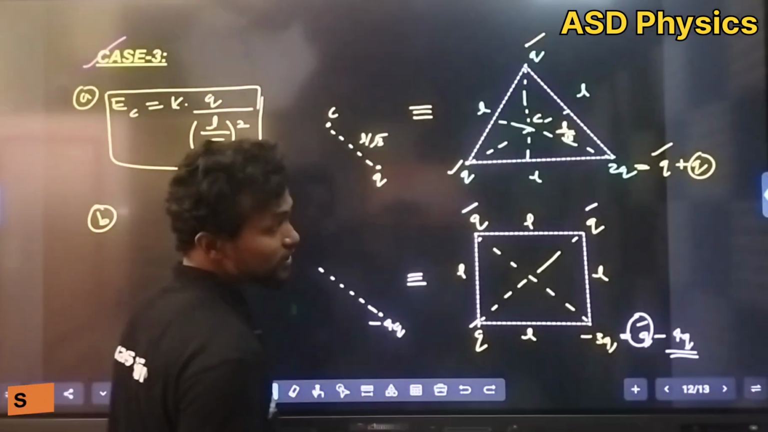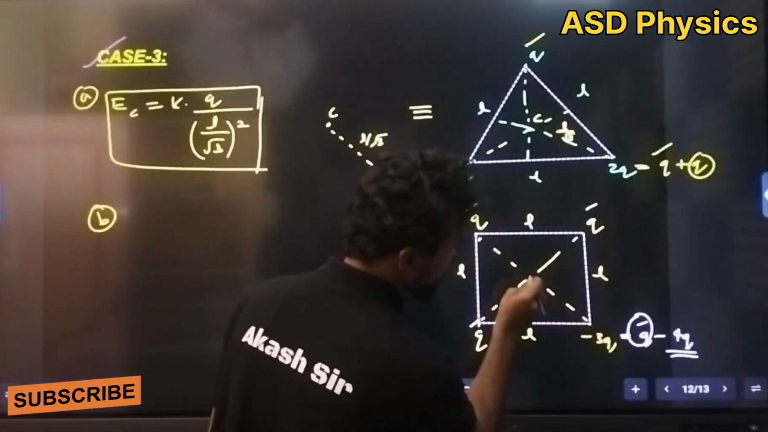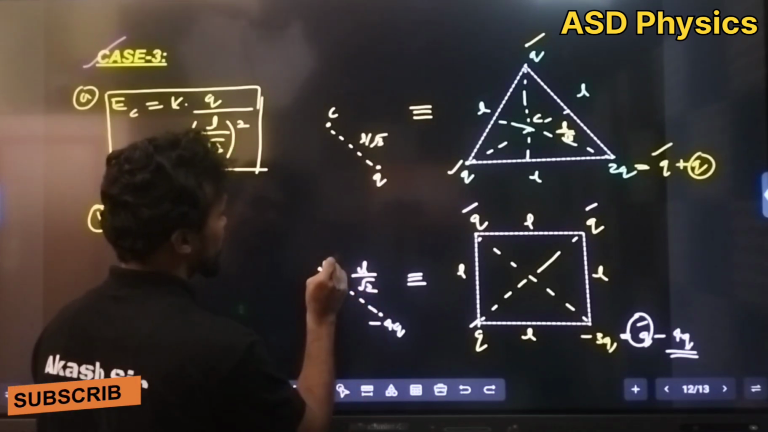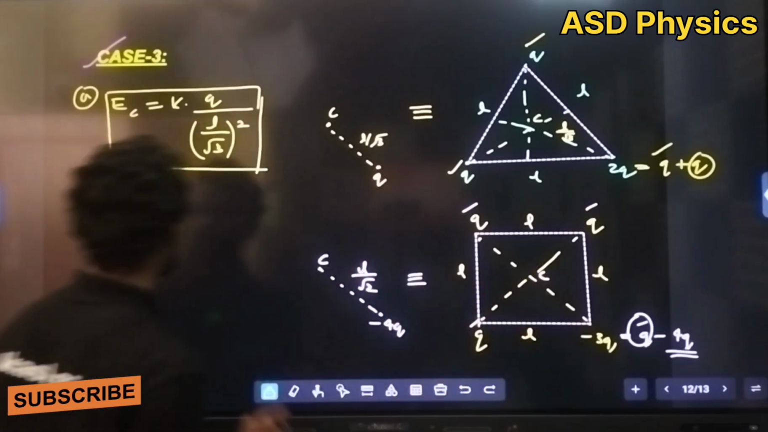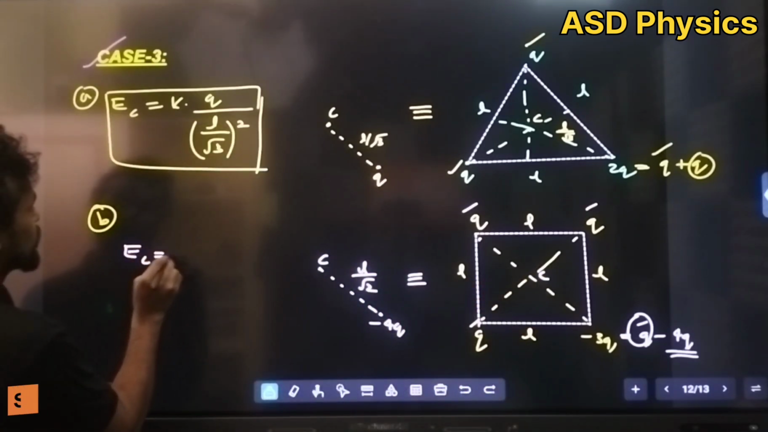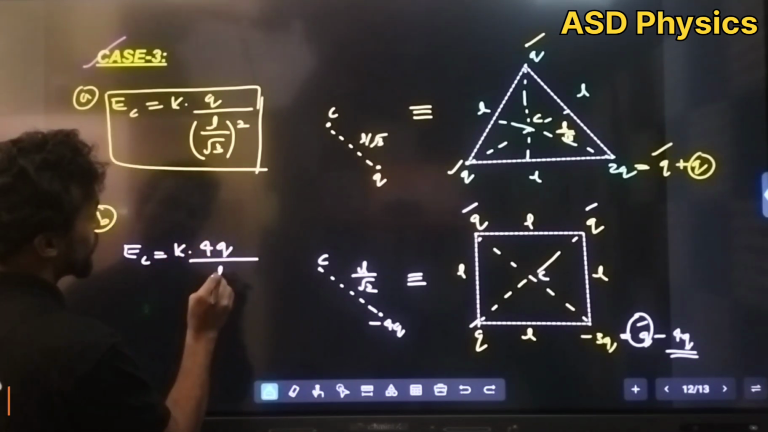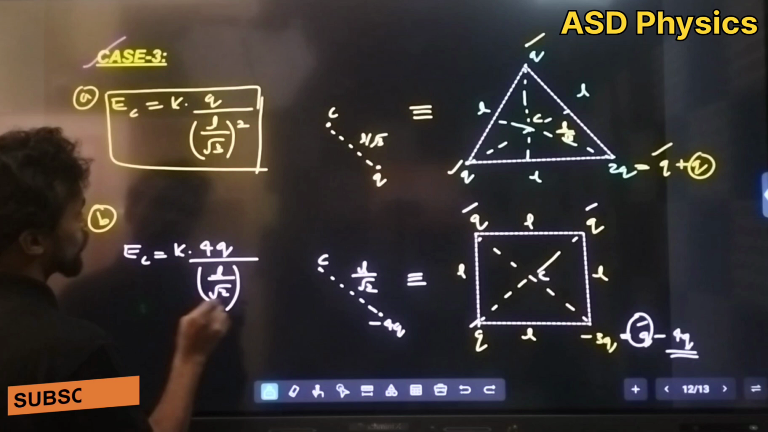Can you guess this diagonal length how much here? This total L root 2. That means this is L root 2 by 2. That means it will come here L by root 2. And again at the centroid, what is the electric field? Same formula. K into charge how much? Only magnitude. 4Q by L by root 2 whole square.